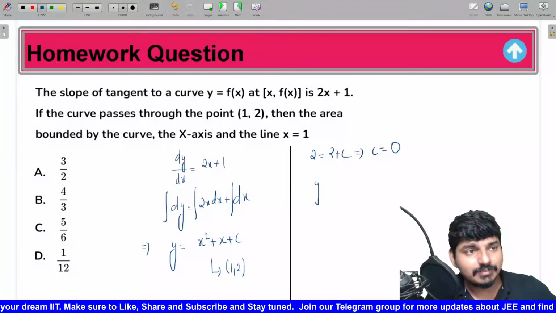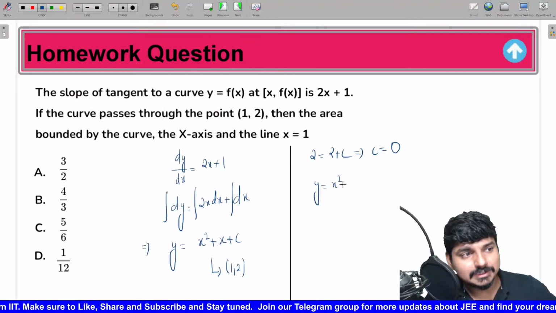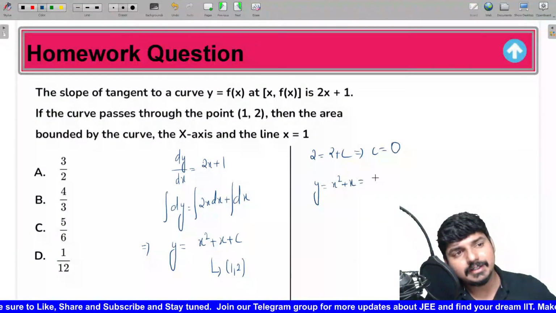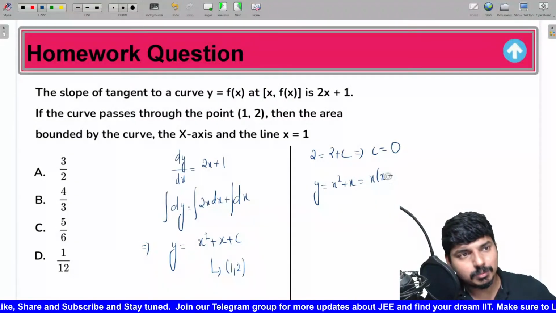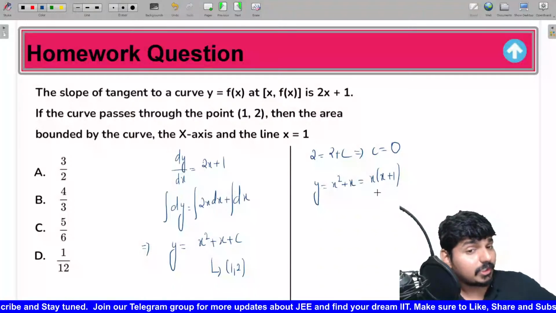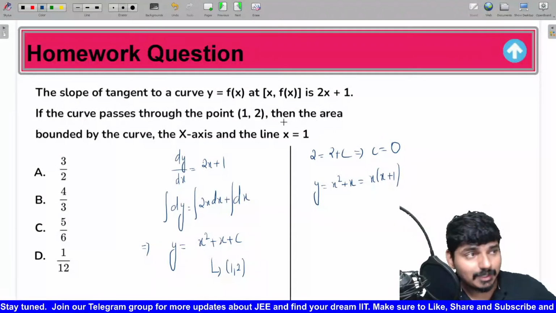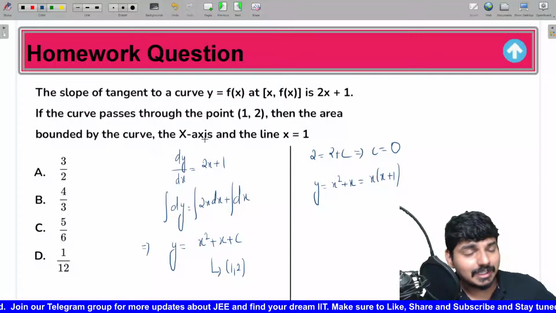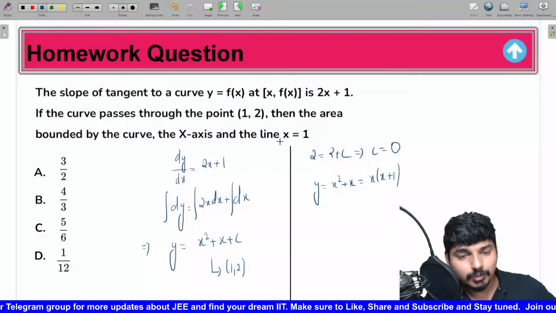Okay, so I can say y is simply going to be x square plus x, or you can write it as x into (x plus 1). So this is the curve you're going to get, everyone. Now what we need to do is find the area bounded by this curve, the x-axis and the line x equal to 1.